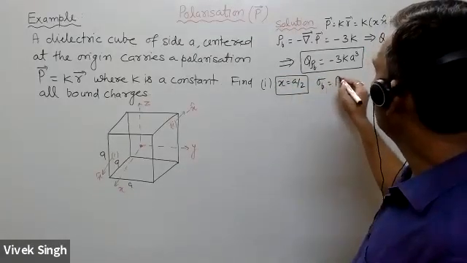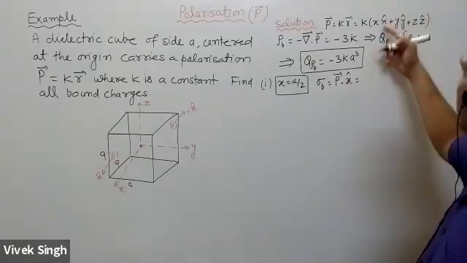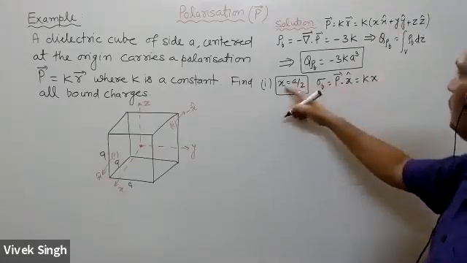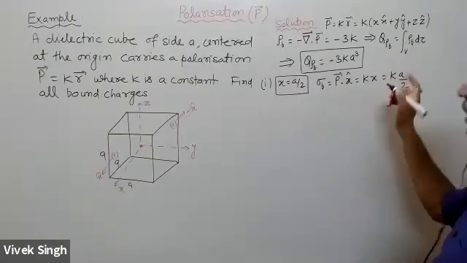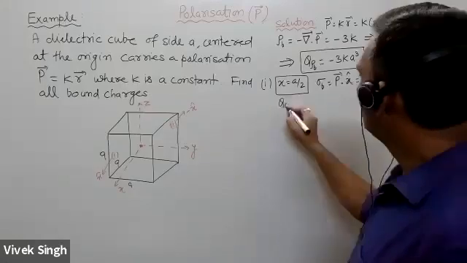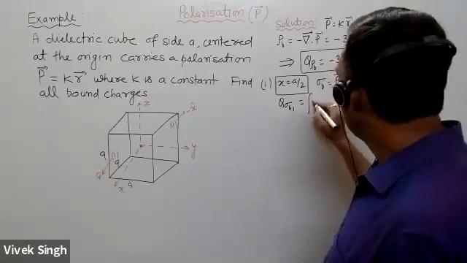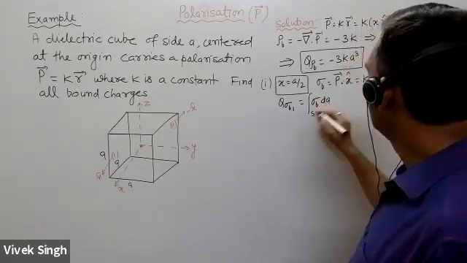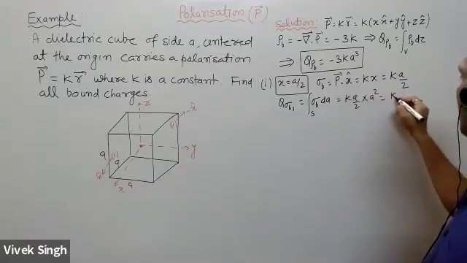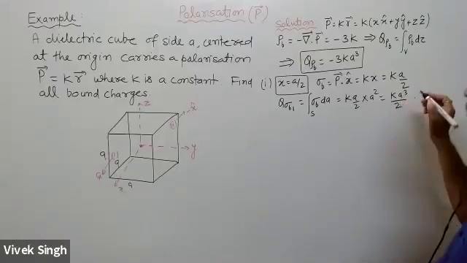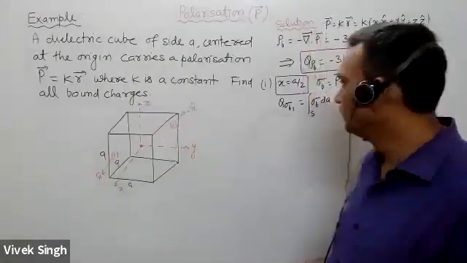And what will be sigma b on this plane? You will get P dot x cap, and P dot x cap will give you kx. If you put x equal to a/2, you will get ka/2, because x is a/2. So what will be Q sigma b1 on this surface? That is sigma b dA. Sigma b is ka/2 and dA is a squared. So you will get ka³/2. This is the total surface bound charge on surface 1.